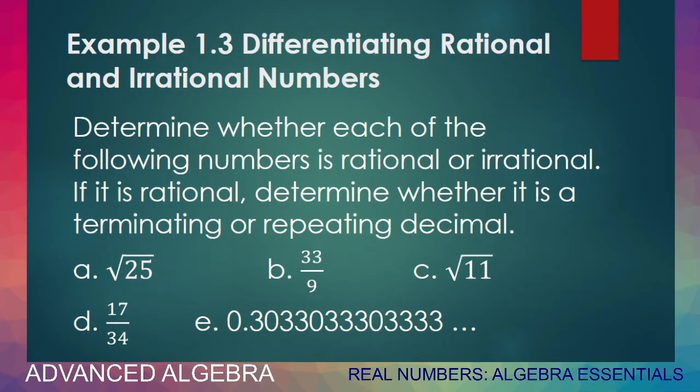So sa letter C natin, the square root of 11. Lagi nyong tatandaan, kapag meron tayong radicals at ang ating sagot ay hindi sakto, or lumabas ay may decimal na, siya ay irrational number. Bakit? Kasi hindi nagre-repeat yung ating decimal tapos hindi din tumitigil. Okay? So, ano yung square root ng 11? Sakto ba siya or hindi?